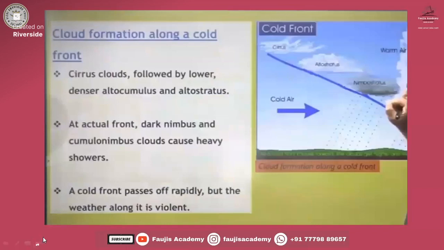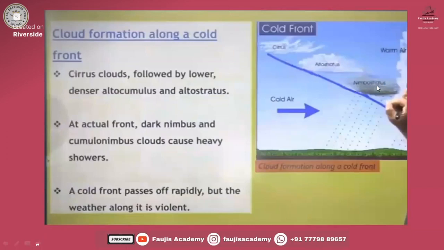And cloud formation along the cold front: we have the cirrus clouds also. Then we saw the cumulonimbus clouds also. Then we have the lower altocumulus and altostratus also. Okay. And at the actual front, nimbostratus and cumulonimbus clouds cause heavy showers. So in this, see, we have the nimbus cloud, then we have alto. See, nimbus clouds mostly will be the downwards part, meaning the low part.